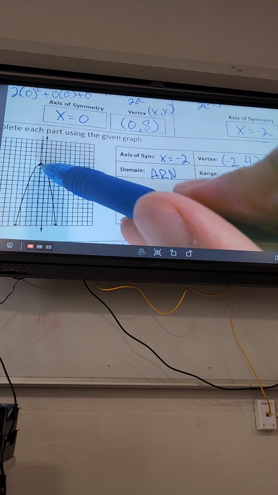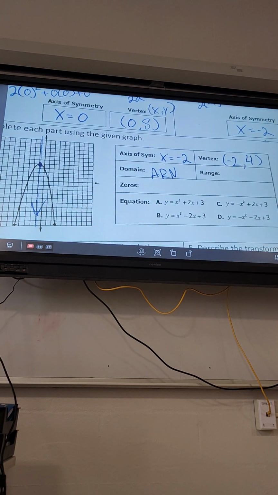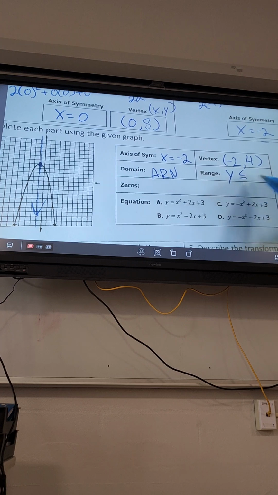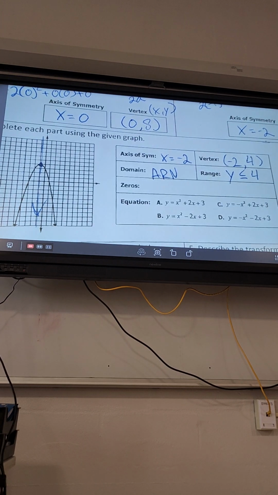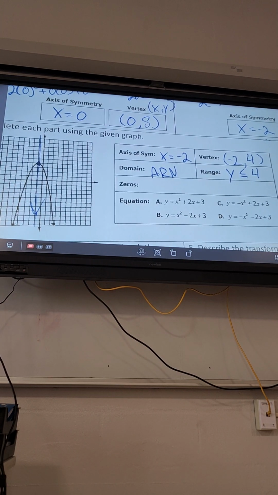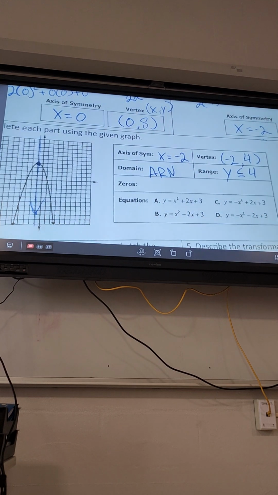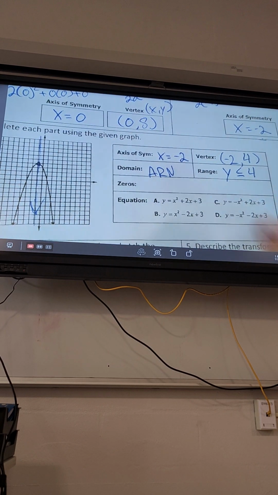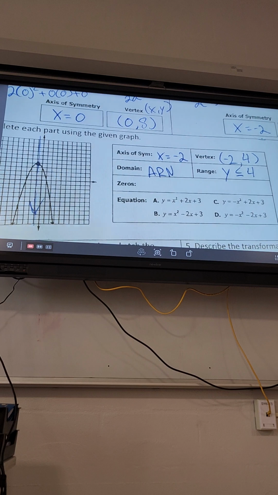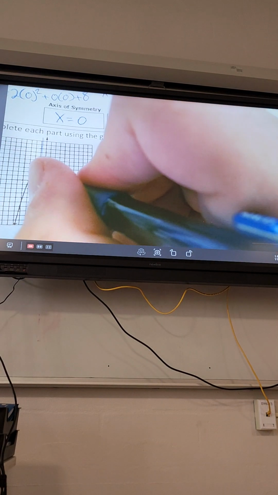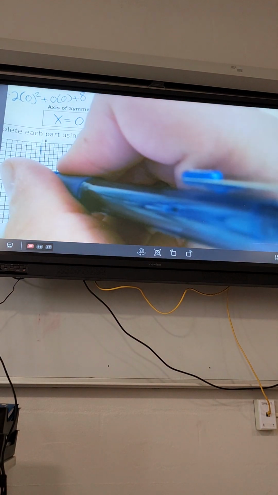It exists below it. So how do I say every number below 4? Y is less than or equal to 4. That's where inequalities can help us. Or I could have written it out, like y is every number less than 4, but that's the same thing. Zeros. Well, we know what zeros are. Zeros are our solutions. They're our x-intercepts. So you can clearly see that they are defined right here and right here.